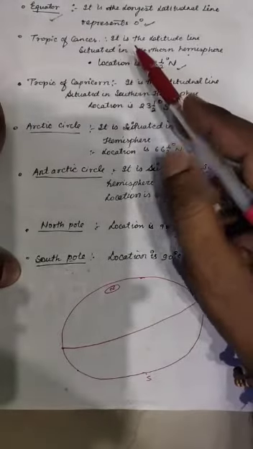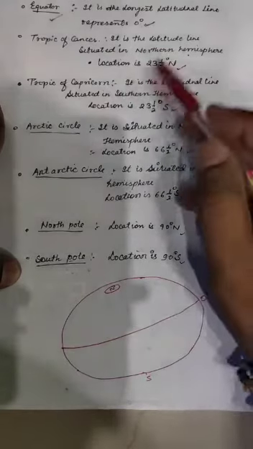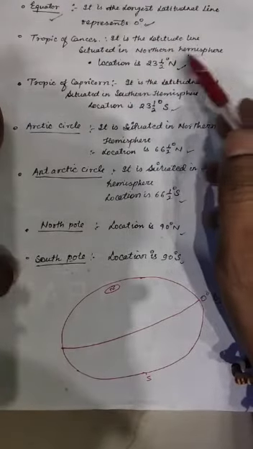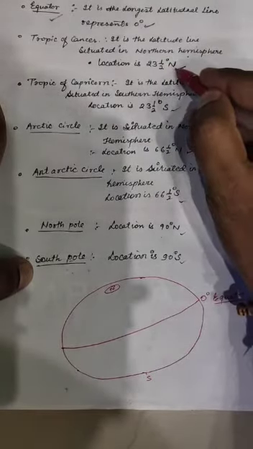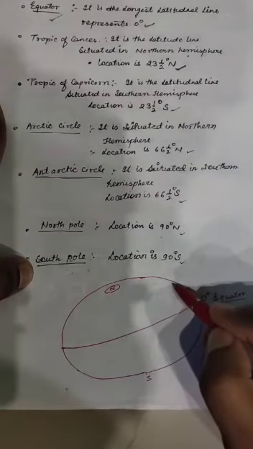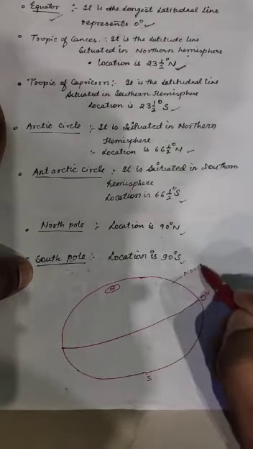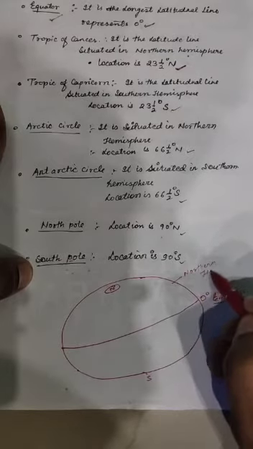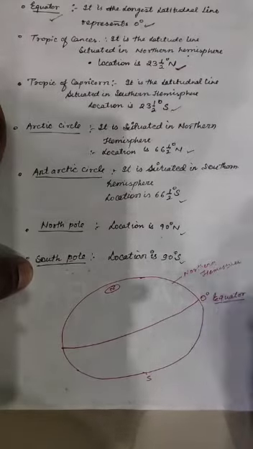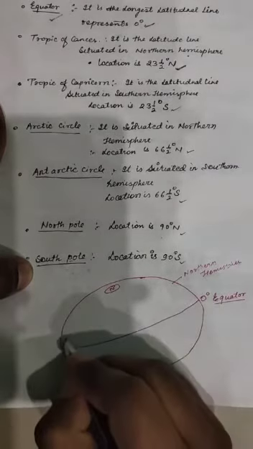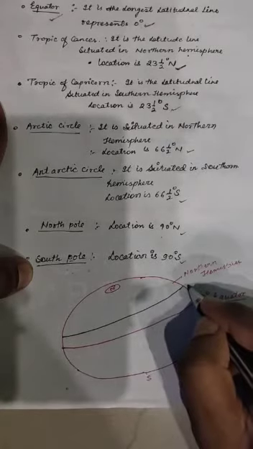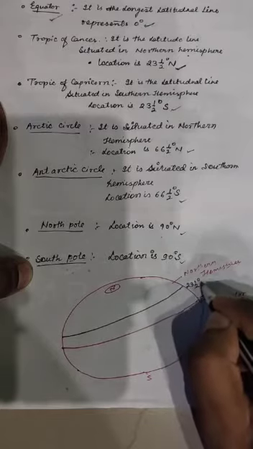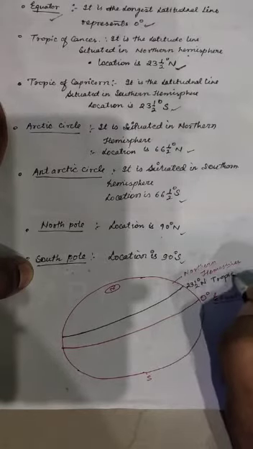Second is the Tropic of Cancer. It is the latitude line situated in the northern hemisphere. Location is 23.5 degree north. North indicates it lies in the northern hemisphere. This is the northern hemisphere, and this is the Tropic of Cancer, 23.5 degree north.